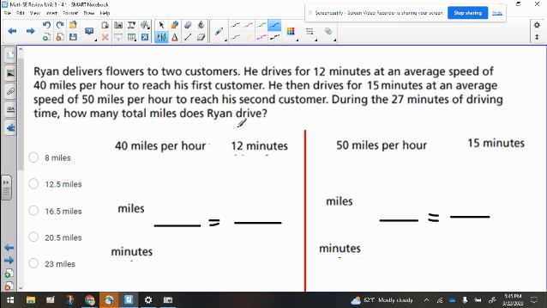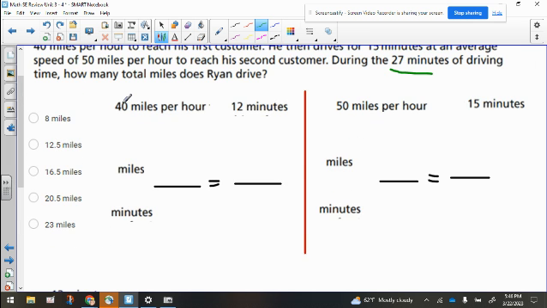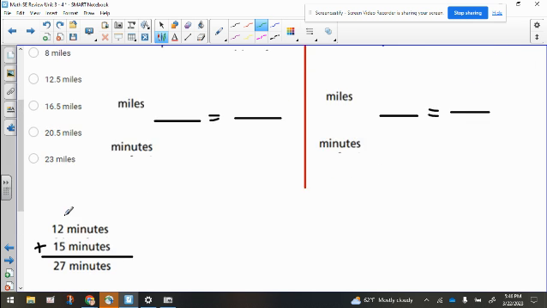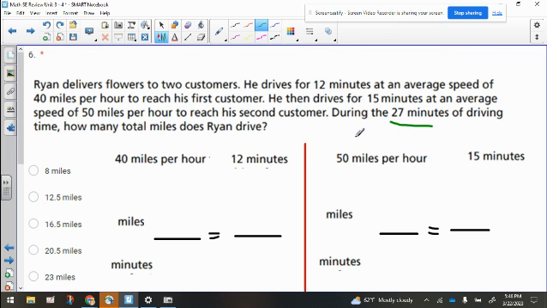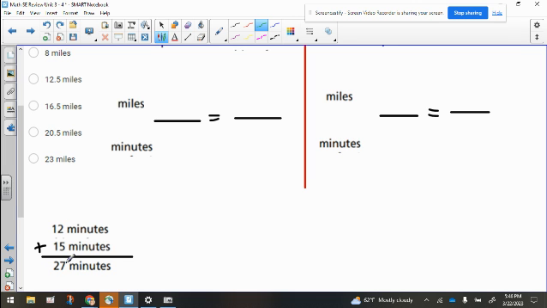So there's a lot going on here, and you really have to read it many times to figure out what's going on. But I want to start by talking about this 27 minutes because some people don't really understand it. If we add the 12 minutes that he's driving at the slower rate, and the 15 minutes at the faster rate, the 50 miles per hour, that adds up to the 27 minutes of total travel time. But what do we really need to figure out?